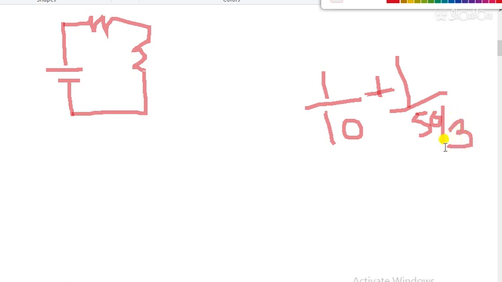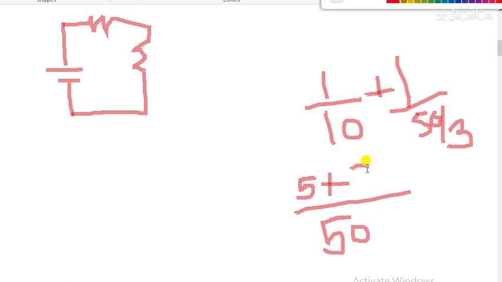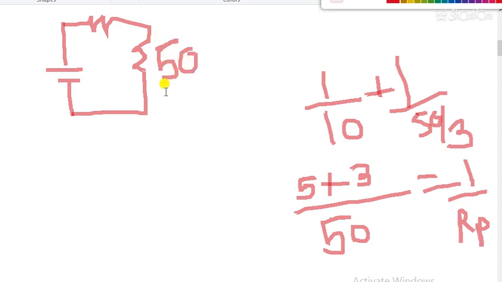Now we have to solve it. So the LCM is 50. In the numerator I will get 5, since 10 fives are 50, and 50 by 3 gives 3, so 5 plus 3. This is equal to 1 by RP, so I have to take the reciprocal of this one. If I take the reciprocal, its value will be 50 by 8.